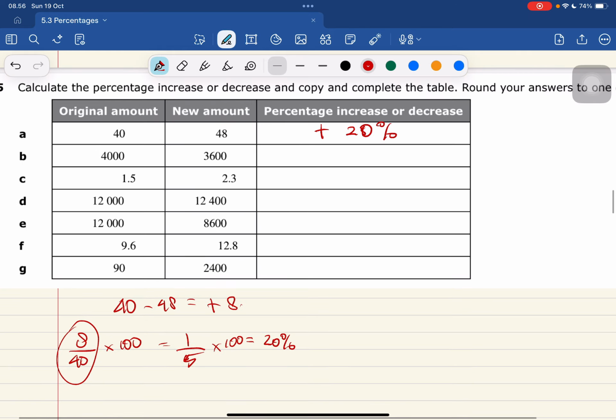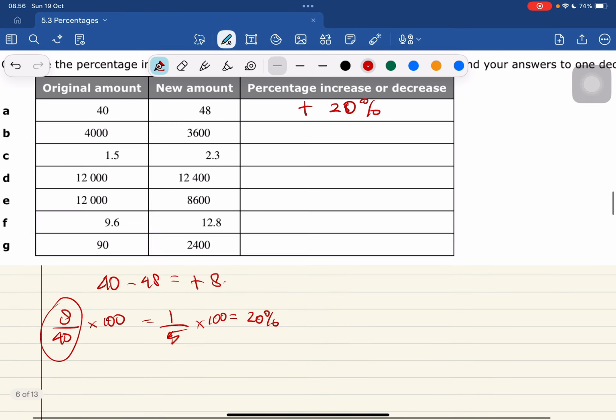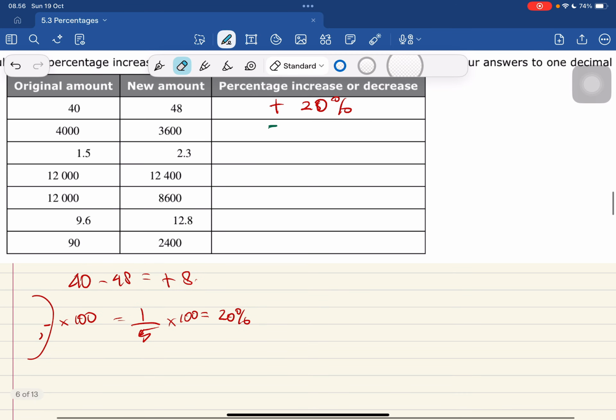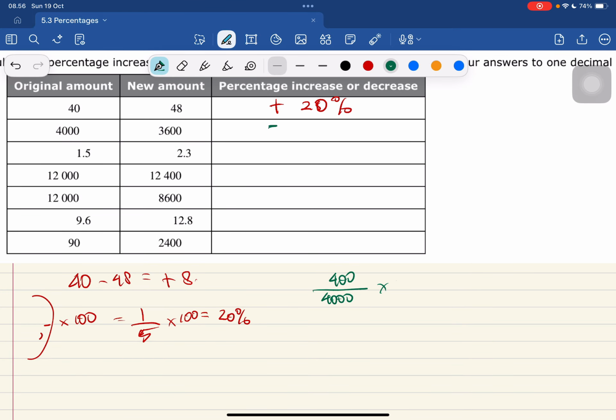Look at 40 to 360. So this is a decrease. So the difference is, okay, we can write it here, 400 over the original amount, which is 4,000, times 100. So this we simplify it, and we simplify it. It's going to be 1. So this is a decrease of 10%.